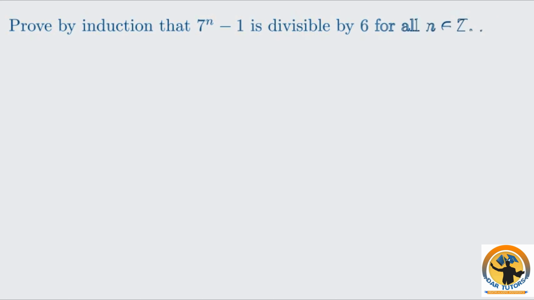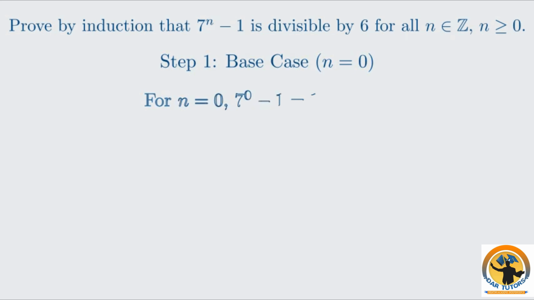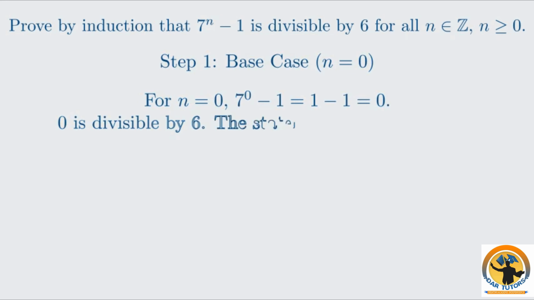Let's prove that 7 to the power of n minus 1 is divisible by 6 for all non-negative integers n. Again, we follow the 3 steps of induction. Step 1, the base case. The problem states that n can be 0, so our base case is n equals 0. For n equals 0, the expression is 7 to the 0 minus 1, which is 0. Since 0 is divisible by 6, the base case is true.